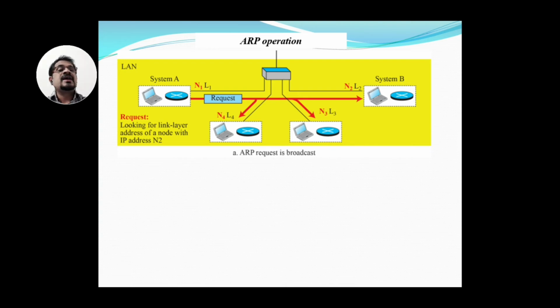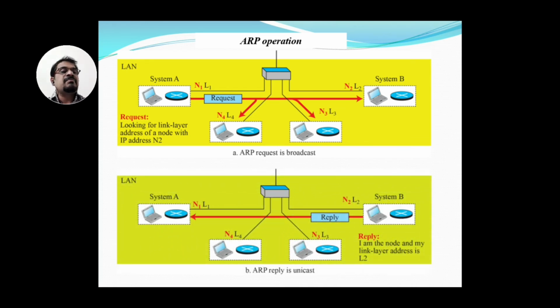So I send a request to the entire network, asking who has this N2 IP address. I broadcast it to all the nodes in that particular network. Whichever node is holding the N2 IP address can immediately respond that it is holding this N2 IP address, and that its link address is L2.